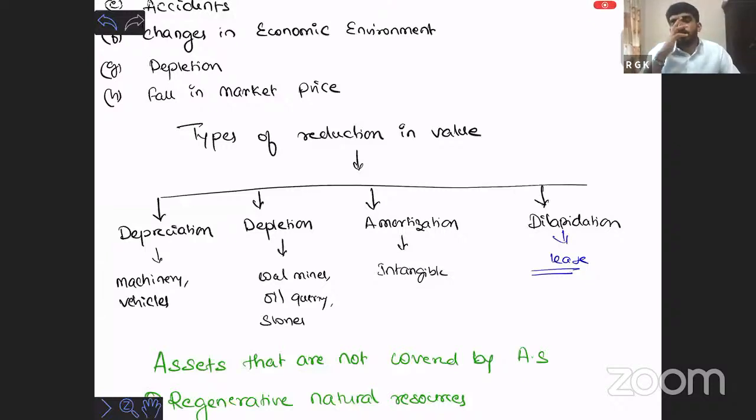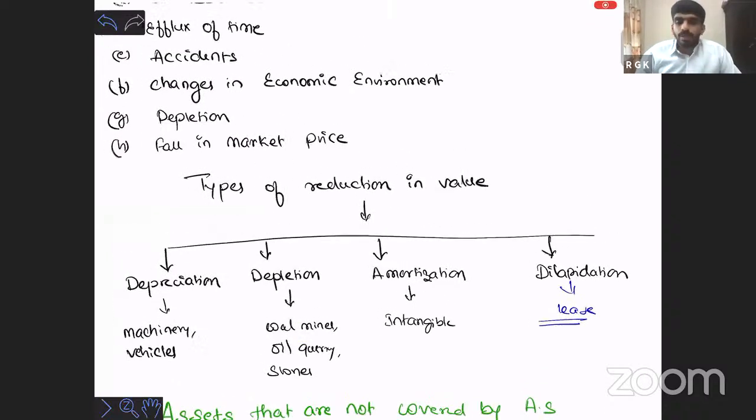For the time being, just keep in mind that dilapidation comes in case of lease. Don't go and dig deep into it. But for now, try to understand that dilapidation happens in case of leased buildings, in case of leased assets. So these are the different types of reduction in the value.